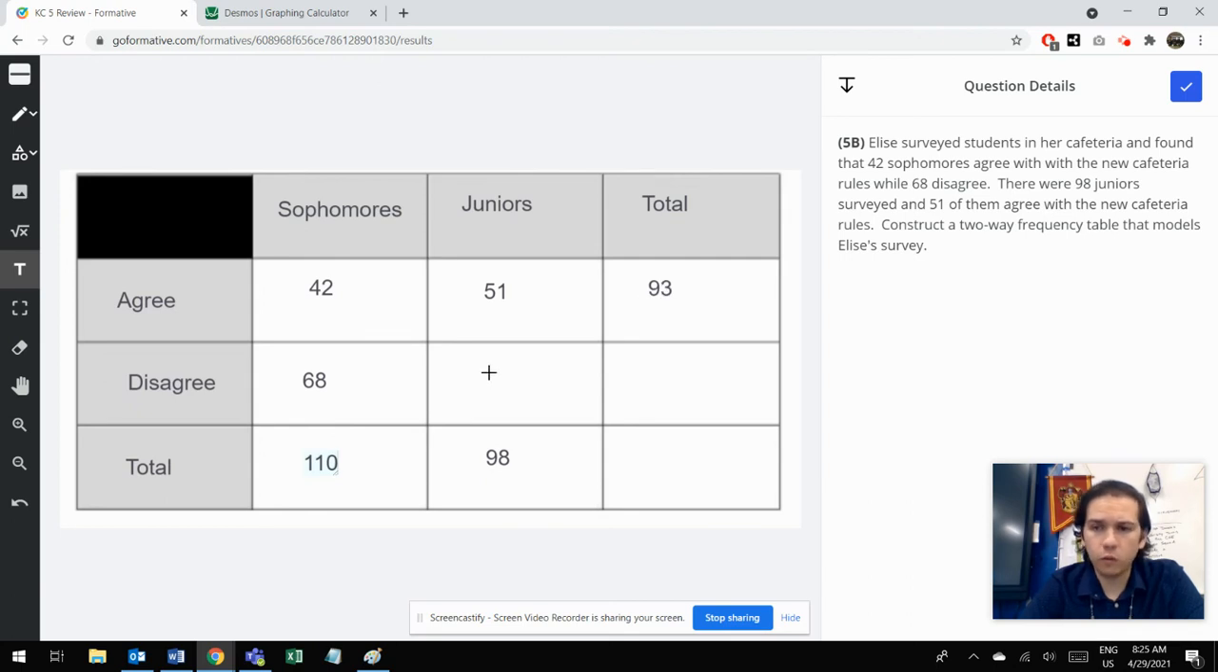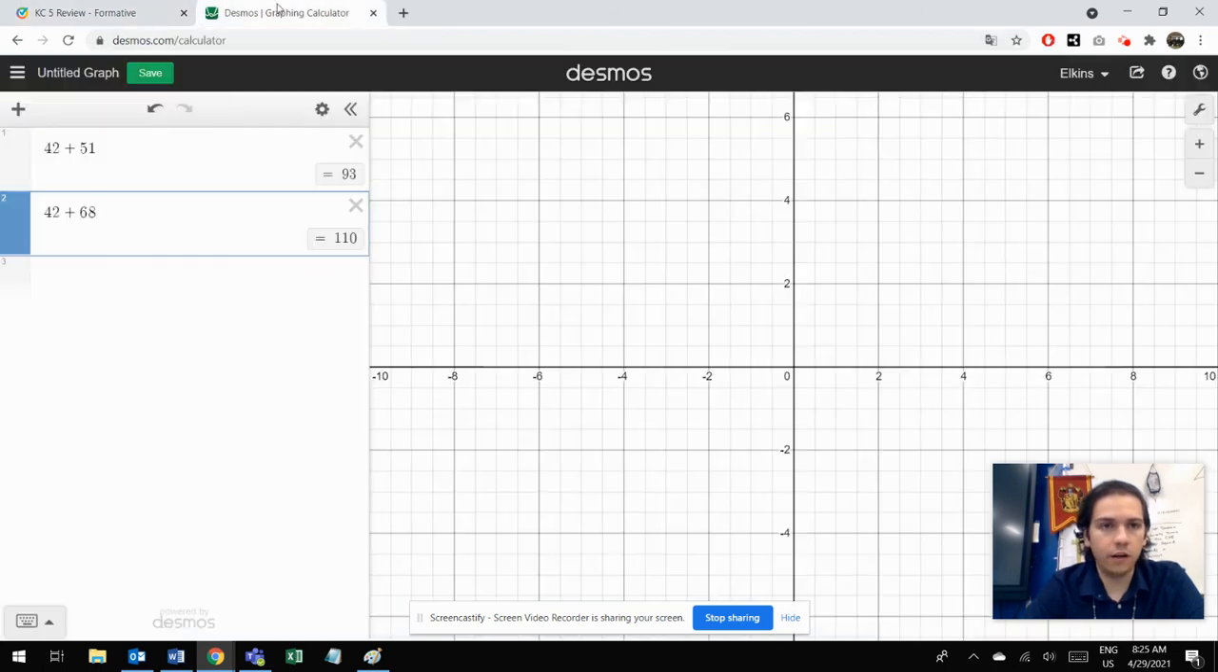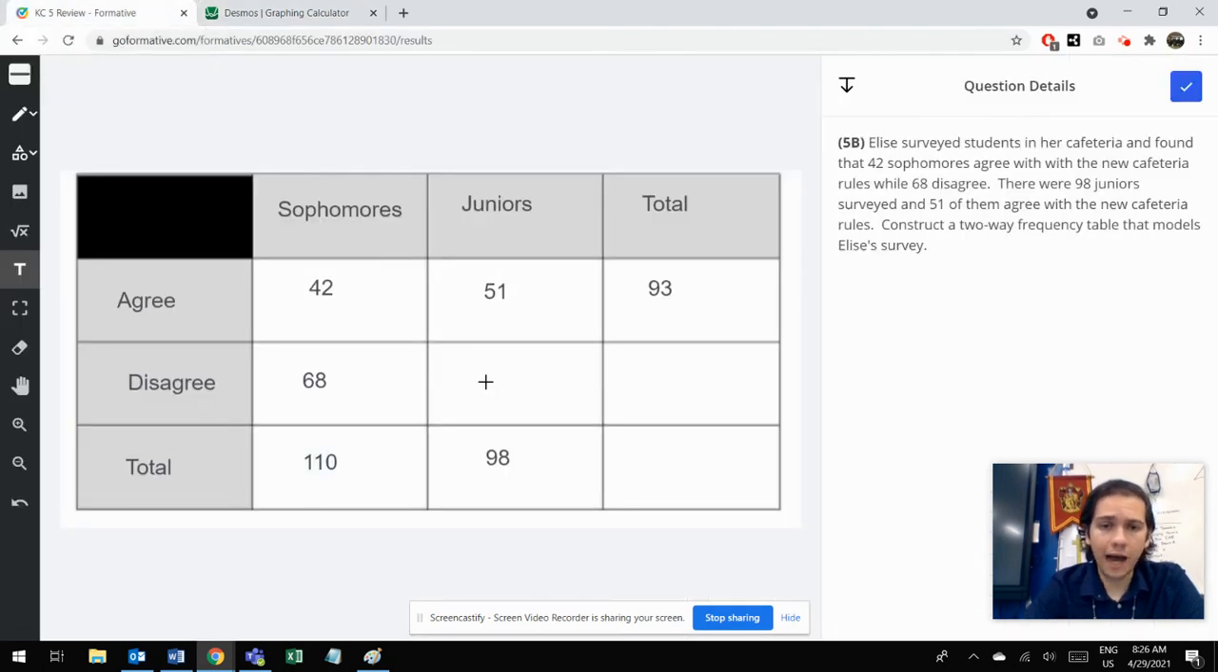And getting this one is kind of tricky. 51 plus this number should equal 98. So instead of adding these two together, what I could do is 98 minus 51, which gives me 47. The opposite of addition is subtraction. So if I need to add and something's missing, I could just subtract backwards. Instead of adding down, I could subtract up. 98 minus 51 gives me this.